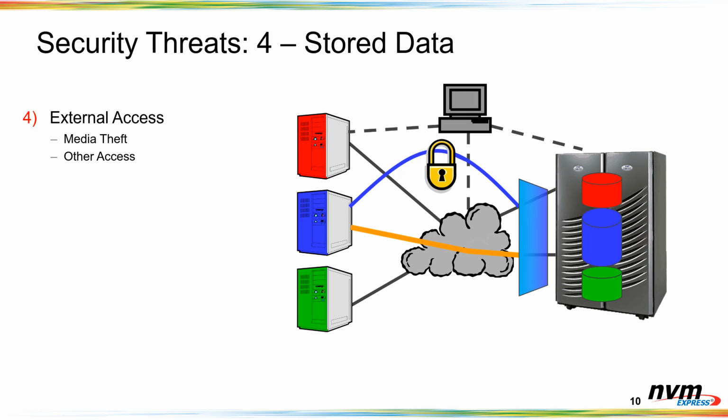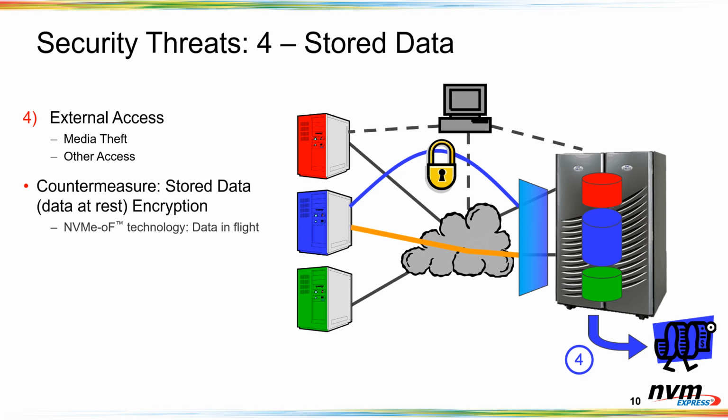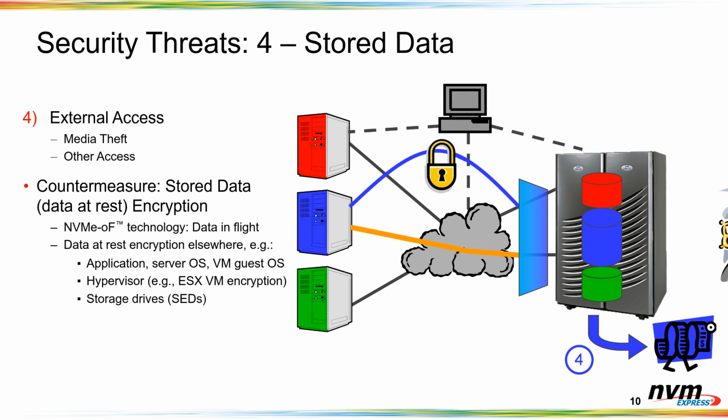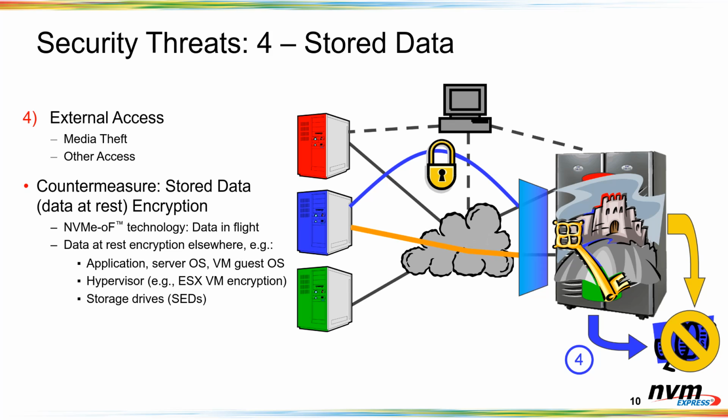Finally, we have the external access threat, where the data or the system just grows feet and walks away, media theft or other access. And the countermeasures here are generally stored data at rest encryption, so that if a component containing data is stolen, what's on it is encrypted data or ciphertext.